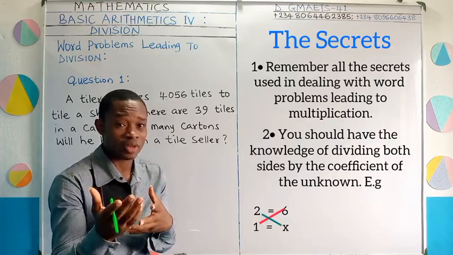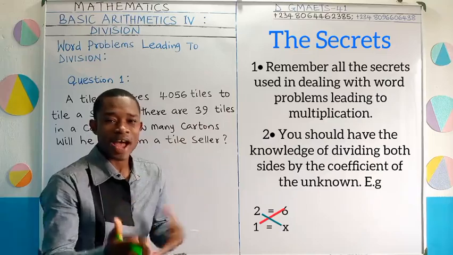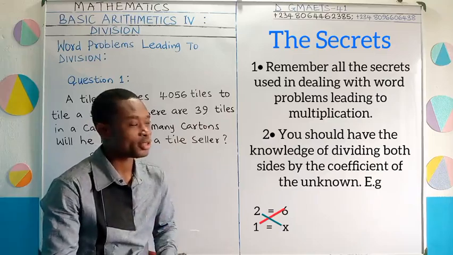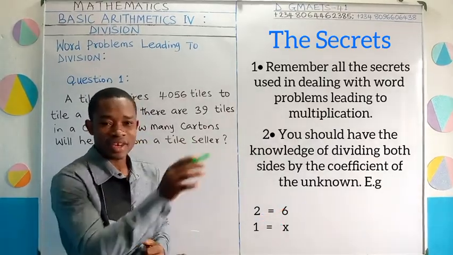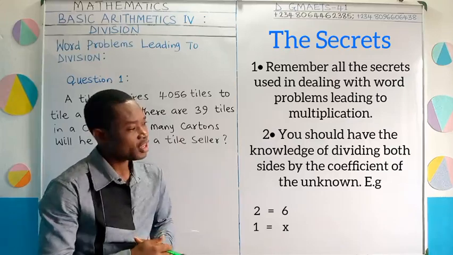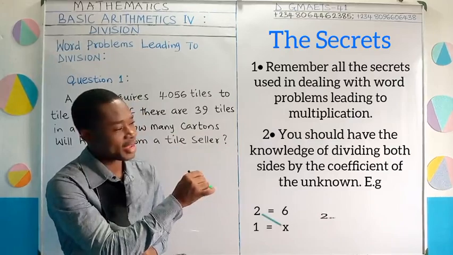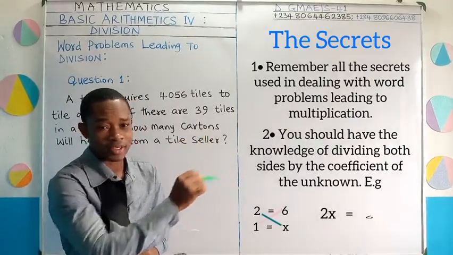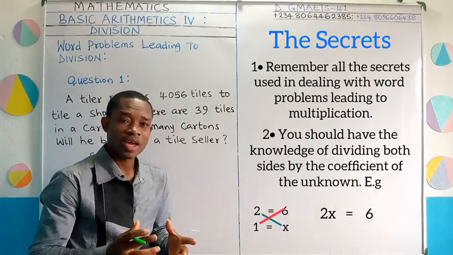Word problems leading to multiplication. That's why I told you need that knowledge, so we don't waste time as we are learning word problems leading to division. 2 equal to 6, 1 equal to x. The next thing is to cross multiply, is that not so? If you cross multiply that, you can see 2 will multiply x to give us 2x equal to 1 will multiply 6 to give us 6. So this gives us 2x equal to 6.